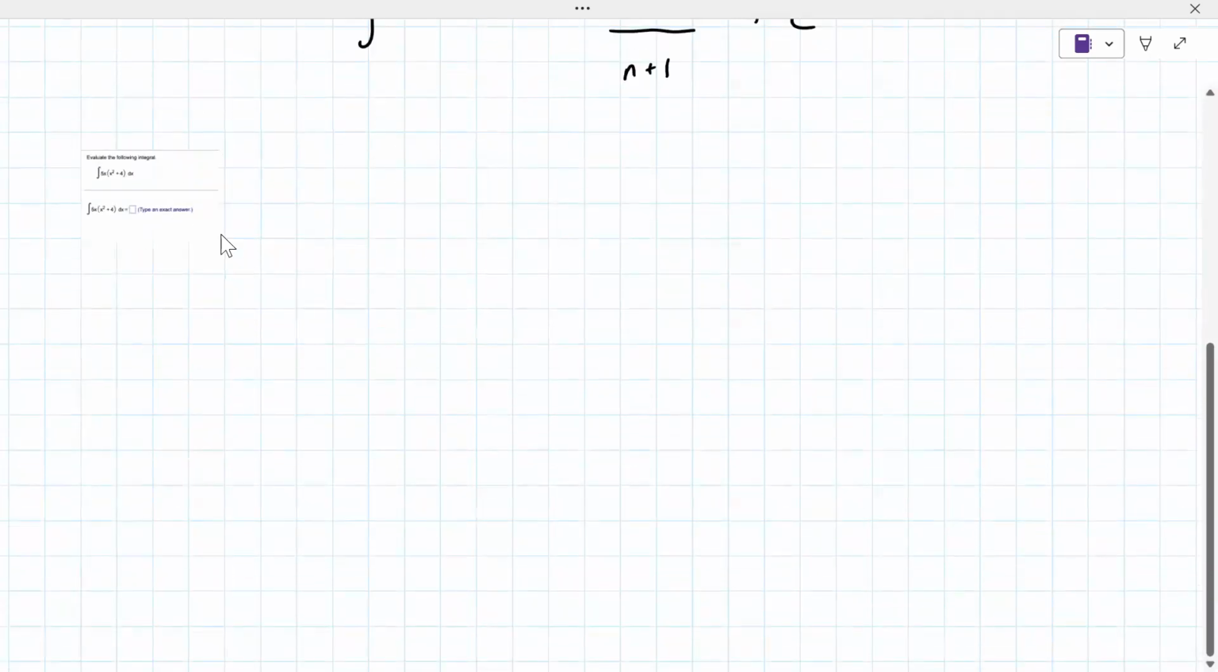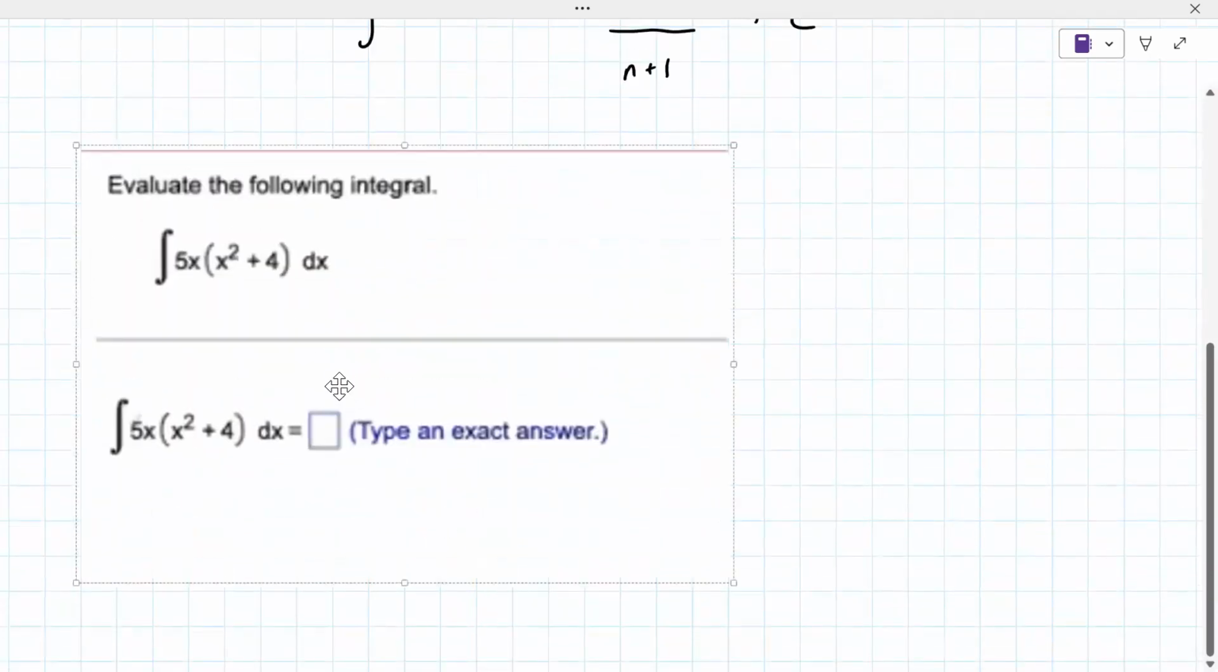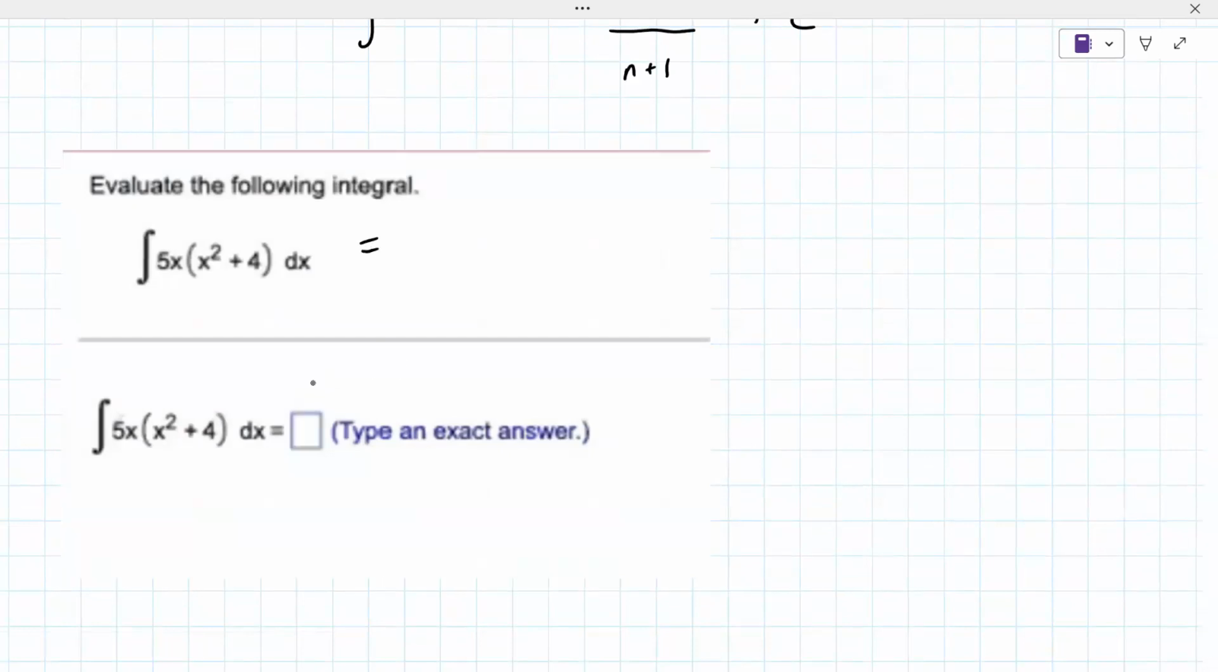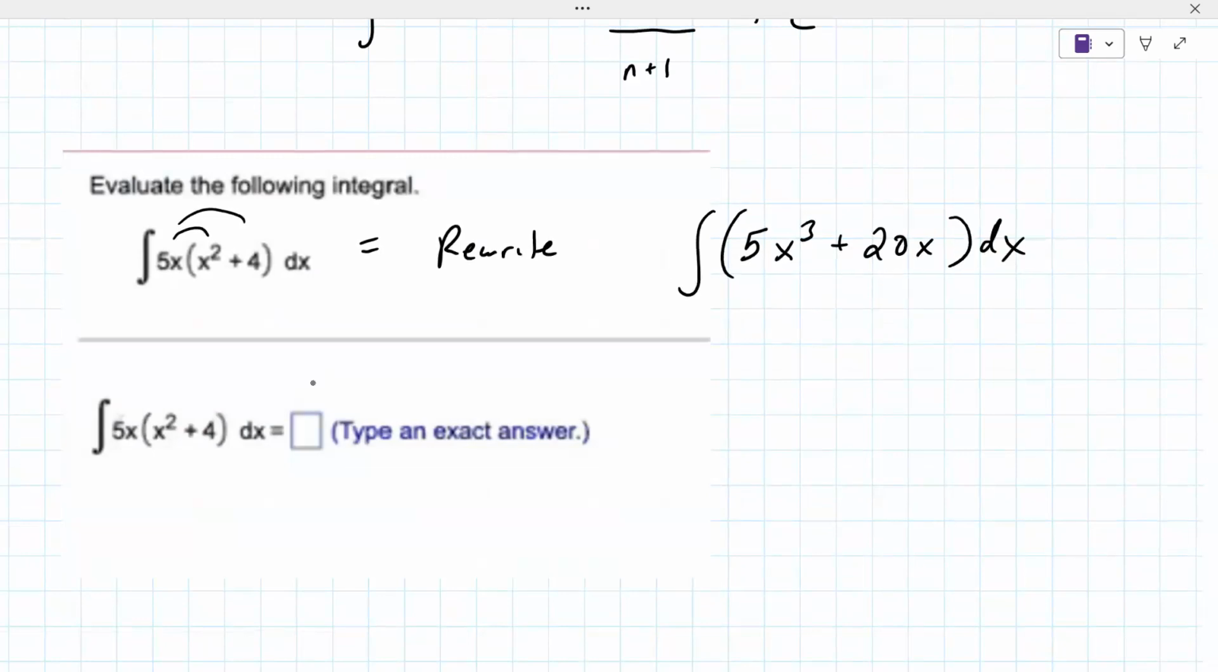So for number 2 here, if you remember when we first started learning derivatives, there's a rewrite step. And the rewrite step here is to actually multiply in. So it's the integral of 5x cubed plus 20x dx. Is that okay?